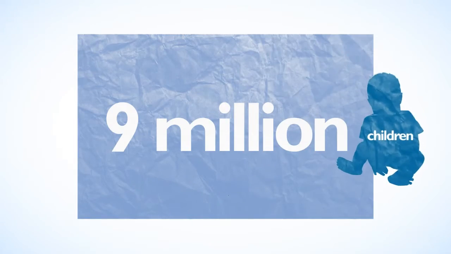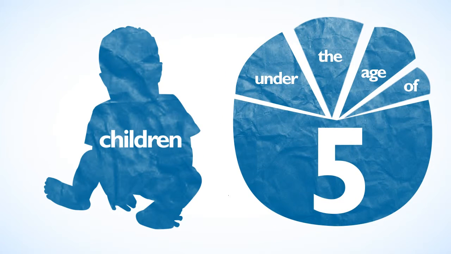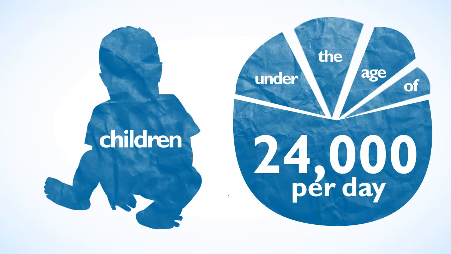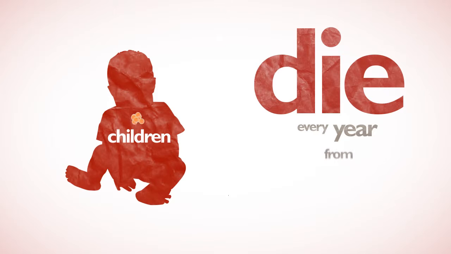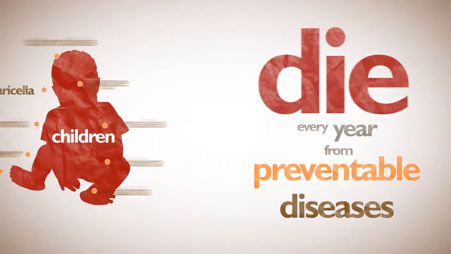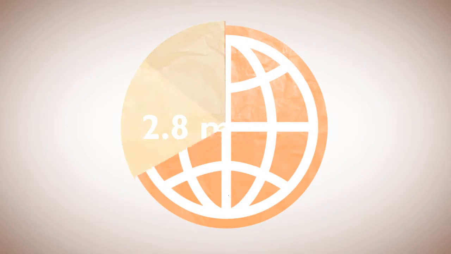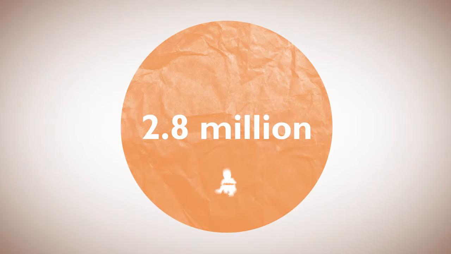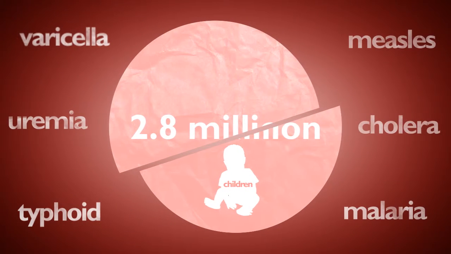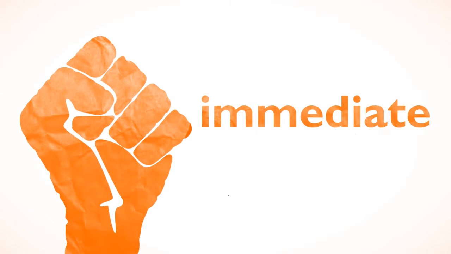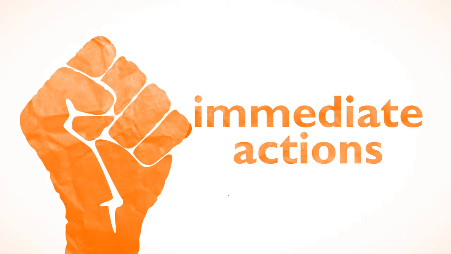Nearly 9 million children under the age of 5, 24,000 per day, die every year from preventable diseases. And the World Bank estimates that 2.8 million more children could die from health-related issues in the next 4 years unless immediate actions are taken.